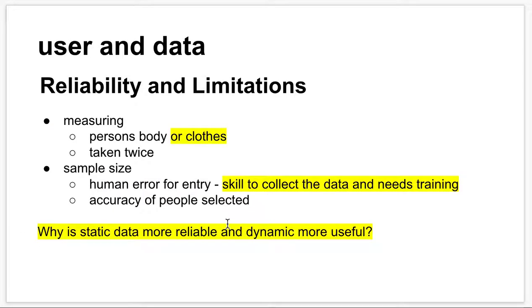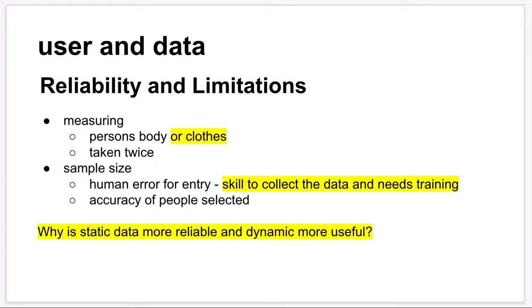Other things about that: a person's clothes can get in the way. Maybe you don't have the right amount of people or the right sample size. Maybe it's not completely accurate. So that's one of the things about this data collection that's important to understand.